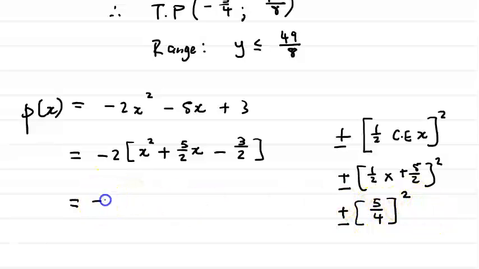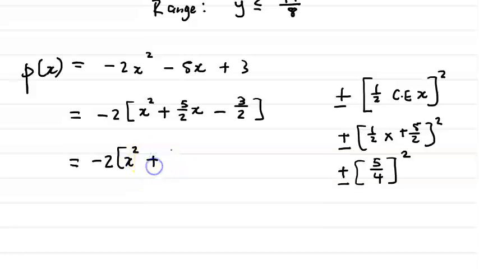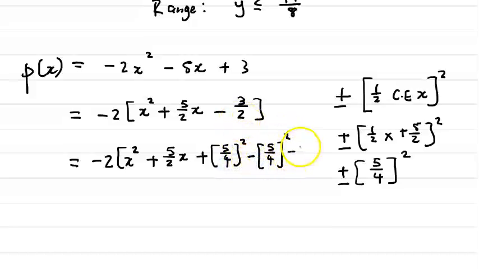So let's look at that. Minus 2x squared plus 5 over 2x. And now let's add 5 over 4 all squared, subtract 5 over 4 all squared, and let's write down minus 3 over 2.